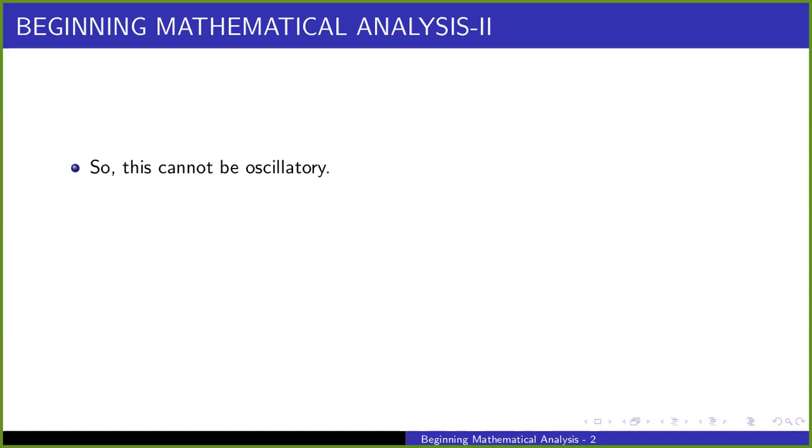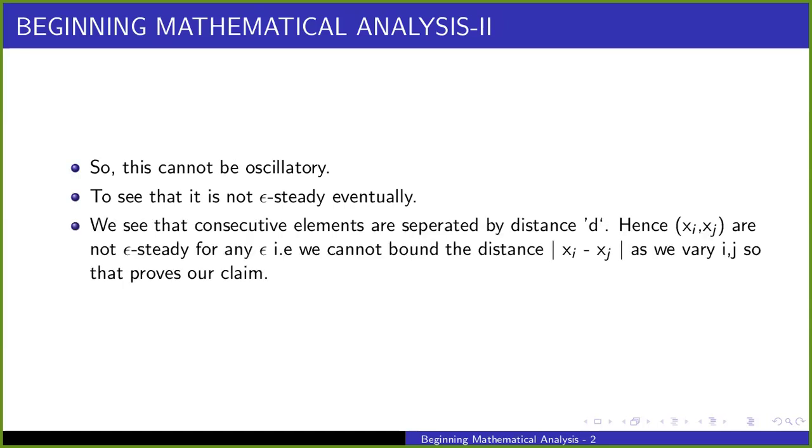What I just claimed is that an AP cannot be oscillatory. Now it remains to show that it is not convergent either. To see that it is not epsilon steady, which was the requirement for convergence, I'm claiming that it is not convergent. We see that consecutive elements are separated by a distance d, just a while ago I said. So given any pair xi, xj, the pair is not epsilon steady because we cannot bound the distance as we vary i and j. So that proves our claim.